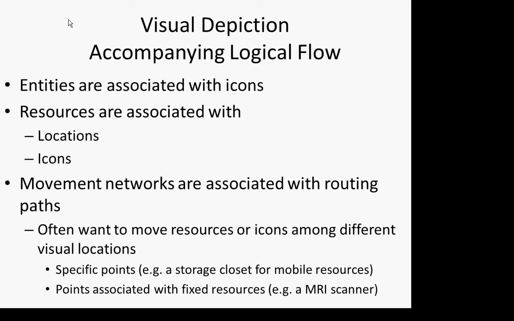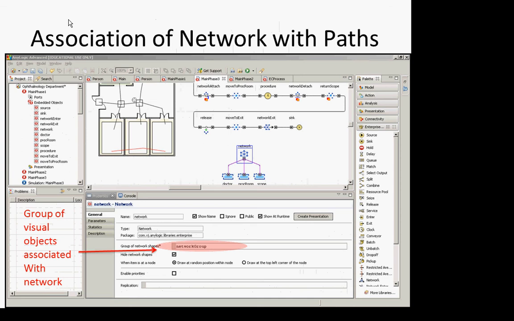Here we'll often want to move a resource or icons, or entities, among different locations. So we'll tell the entity, hey, go to this procedure room, for example, or go to a location of a fixed resource. So in order to do this, AnyLogic has kind of a funny way of depicting this visually, although it's kind of true to its visual metaphor. So here we have this network. What is this network group? What was the function of a network here?